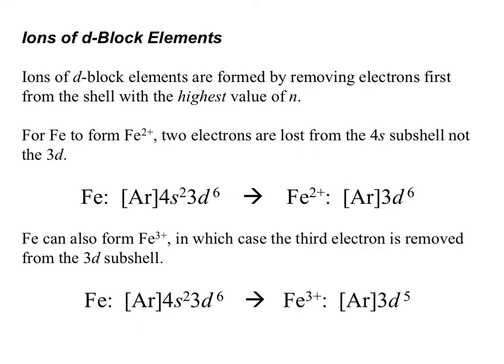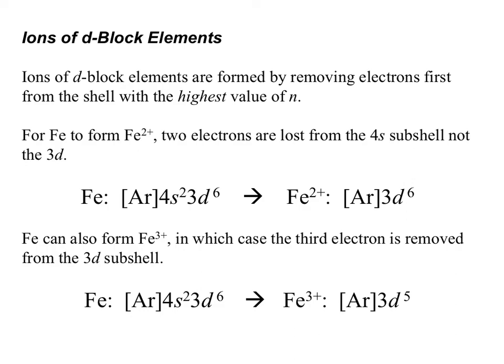Ions of d-block elements are formed by removing electrons first from the shell with the highest value of n. So for iron, Fe, to form Fe2+, 2 electrons are lost from the 4s subshell, not the 3d. So when we have Fe, argon core, 4s2, 3d6, to make Fe2+, we remove the 4s2 electrons to give us argon core 3d6 for Fe2+ ions.